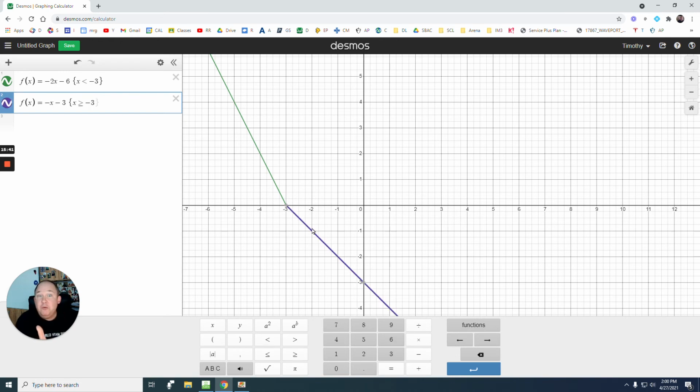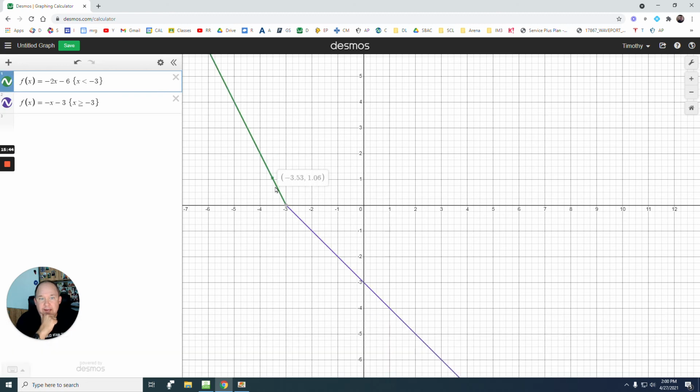Now, what do you notice for this one? From the left and from the right, do you notice there's no jump there at negative 3? And what's the y value? The y-coordinate is the limit. So what's the y-coordinate it's approaching? And the answer is 0. And they both agree that the answer is 0.